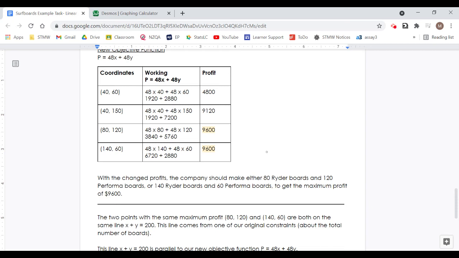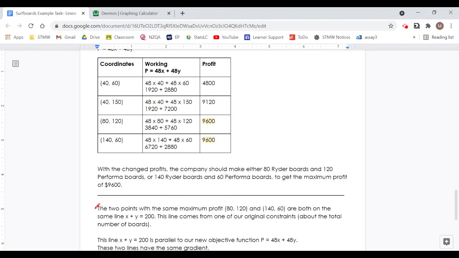And finally, for excellence, we're going to explain why there are 2 points giving the same maximum profit, and we're going to offer some other solutions as well. So, writing about there, the 2 points with the same maximum profit, that was (80, 120) and (140, 60). Those are both on the same line, x plus y equals 200. How do you find what line your 2 points are on?